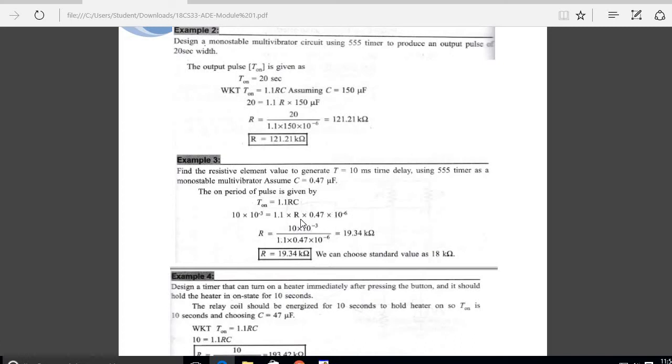Okay, so find out the R value here. R is equal to this divided by this value: 10 into 10 power minus 3 divided by 1.1 into 0.47 into 10 power minus 6. So you will get the R value as 19.34 kilo ohm. Here the standard value of resistance is 18 kilo ohm. After designing, we will get this value as 18 kilo ohm. So just leave it; 19.34 kilo ohm is enough.